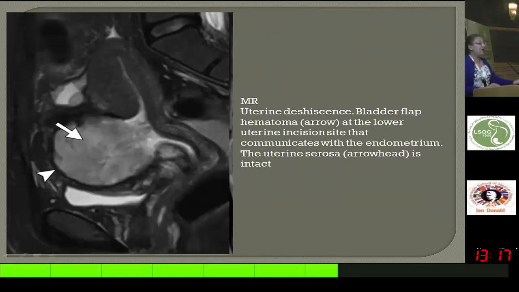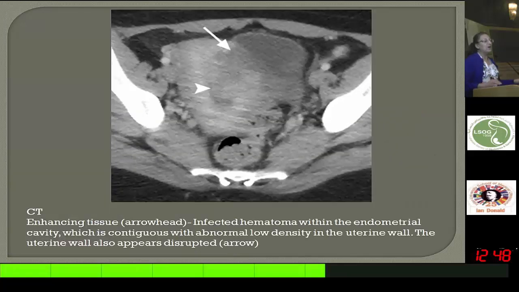This is a very obvious picture of dehiscence. Why is it dehiscence? Because here we have the serosa intact. So the only difference between dehiscence and complete rupture is whether the serosa is intact or not. So you can see this is the endometrial lining and the big hematoma that's communicating. They are communicating together through a uterine defect. Obviously, your C-section has gone wrong.